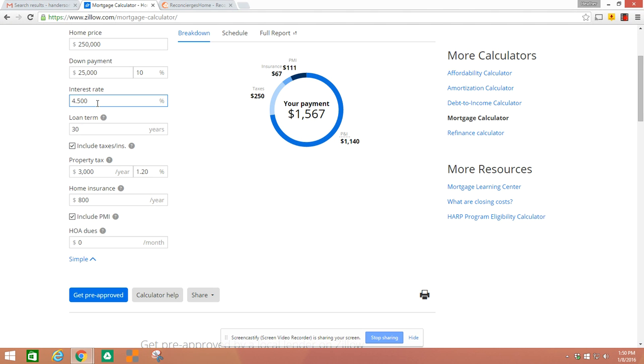$1,140. If I change my interest rate to 4.25, 1140 now goes to 1107. That's about $34, $33 difference. I like to do that little exercise too, because a lot of times people get really caught up on interest rates. And for $30 a month, $35 a month, we can maybe find that in another way, right?